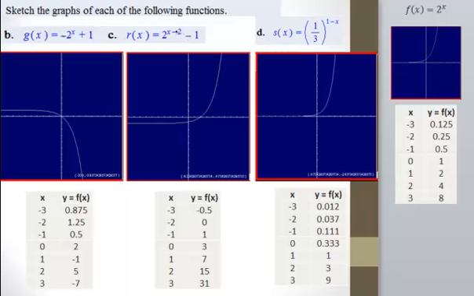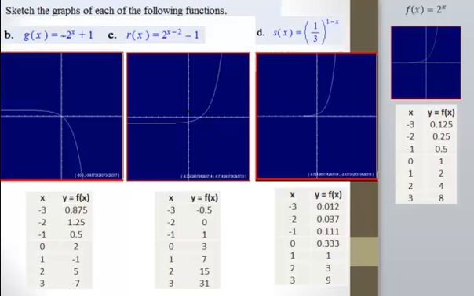The minus 2 part is what's going to shift this 2 places to the right. But the minus 1 is going to shift it down 1 unit. Remember, it used to pass through this point right here. So that point would actually shift right 2 and down 1. So we take this graph and perform those transformations on it.